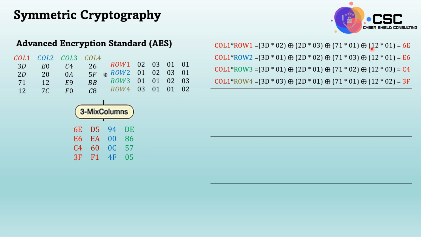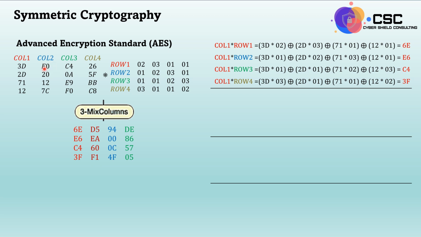Now if you look at this calculation on the right, column 1 by row 1, we got 6a, and then we got E6, C4, 3F. This will be the new first column. Then column 2, so we are calculating column 2 in the new matrix.